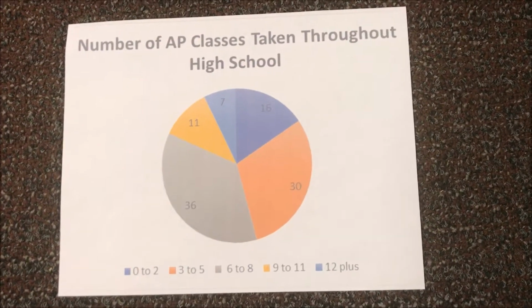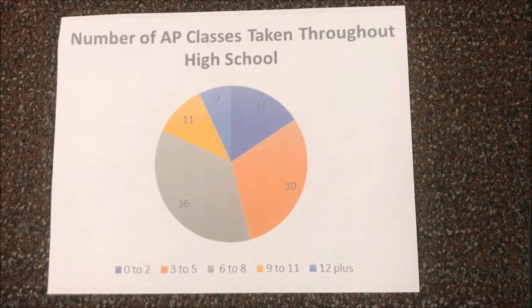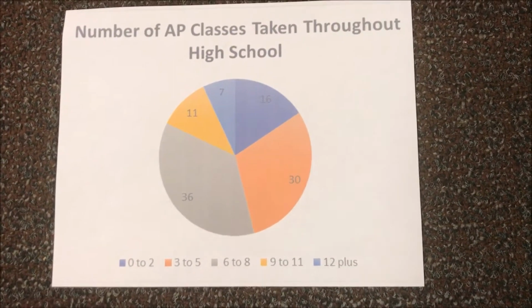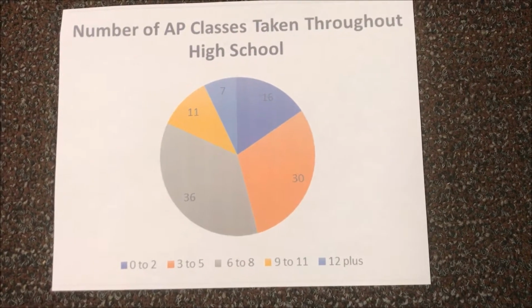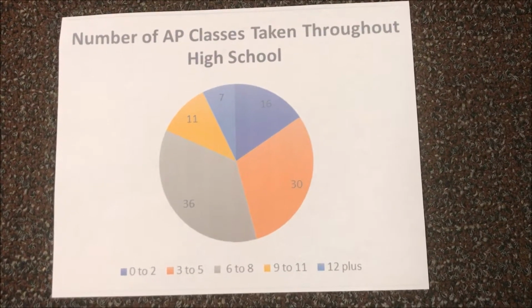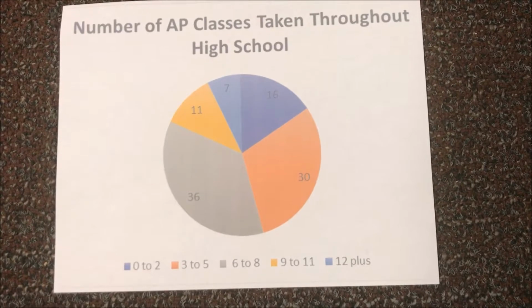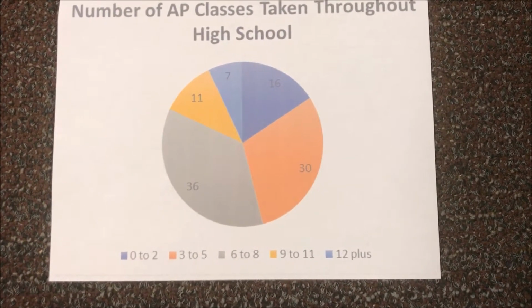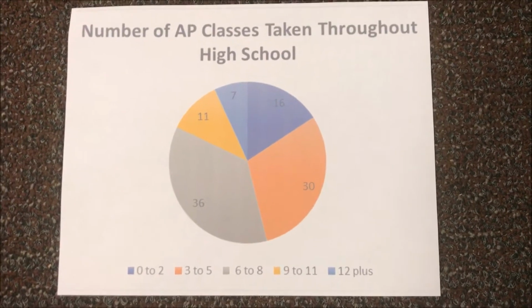This pie chart displays our data, which was the number of AP classes taken throughout high school. On the bottom, we categorize them into 0 to 2, 3 to 5, 6 to 8, 9 to 11, and 12 plus. Our 6 to 8 category was the biggest with 36 responses, and then seconded by our 3 to 5 category with 30 responses.